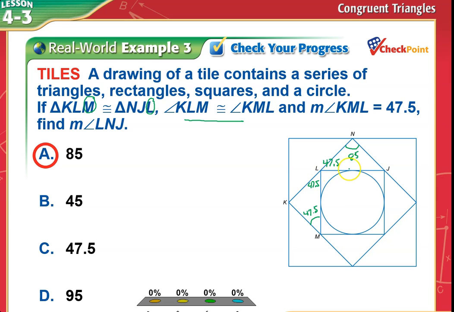Then we can transfer that to the angle J, because the J and the L are corresponding angles. So this actually has to be 47.5 as well. Okay, and 47.5 and 47.5 does add up to 95, which is good, because then that leaves this angle to be 85 degrees. So we found it.